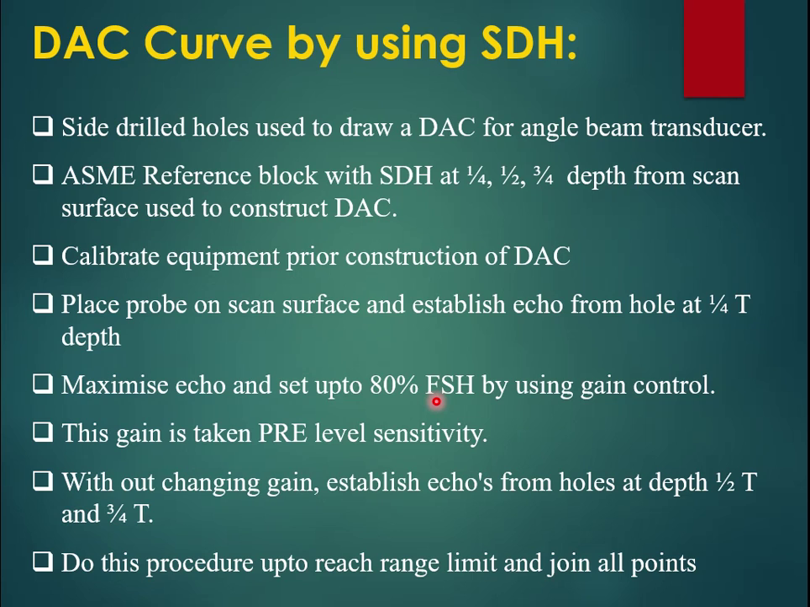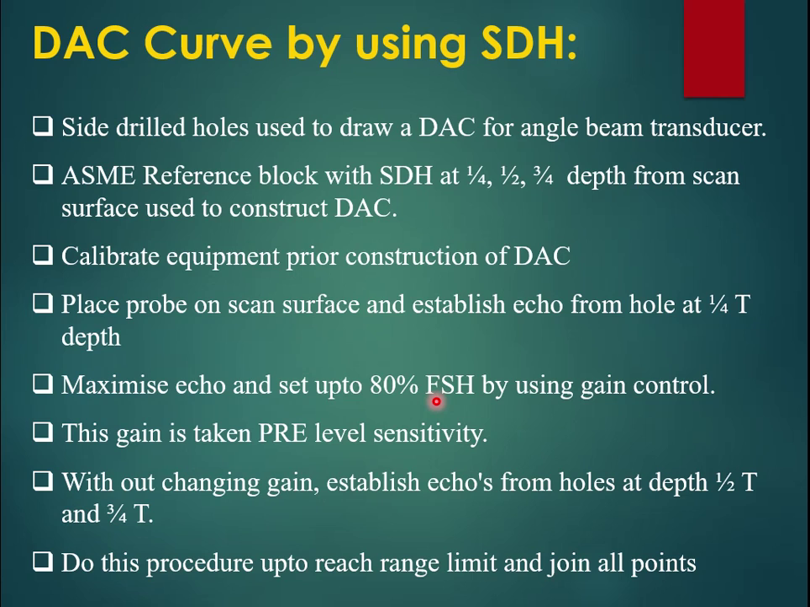For this we generally use the ASME reference block. We have also made a discussion about the ASME reference block. It has a certain thickness and generally consists of three holes at different distances and depths, and two notches, one on the top surface of the block and another on the bottom surface of the block.